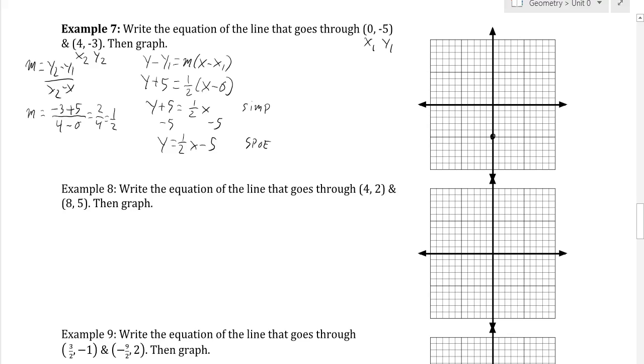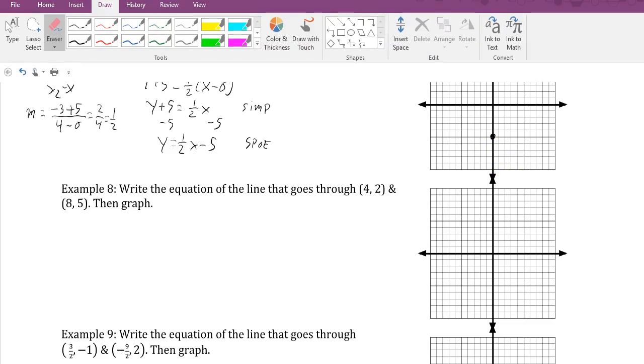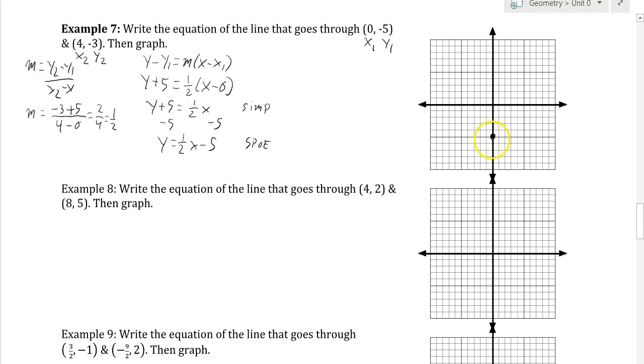Our b is -5, and our rise over run is 1, 2. I did -1, 2 for some reason. Let's fix that. 1, 2, 1, 2. Way to connect the dots.